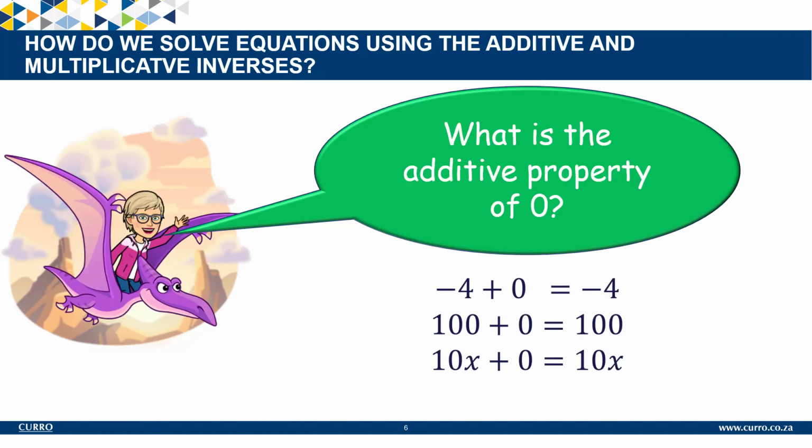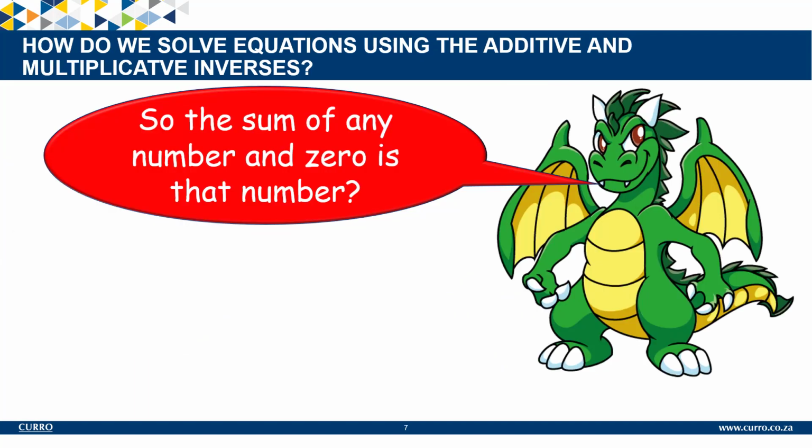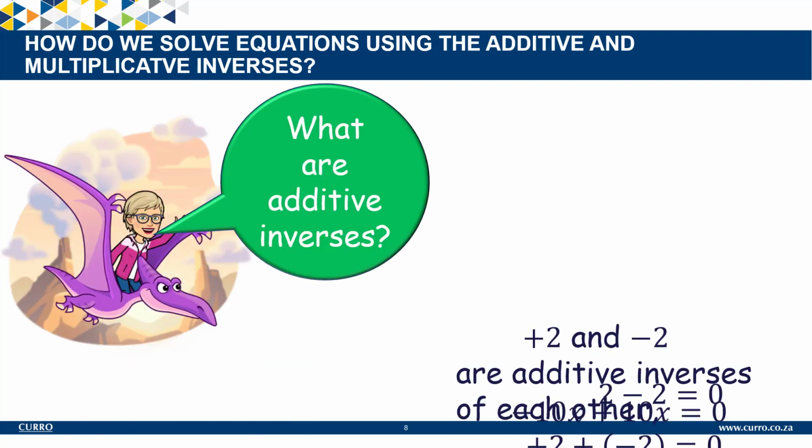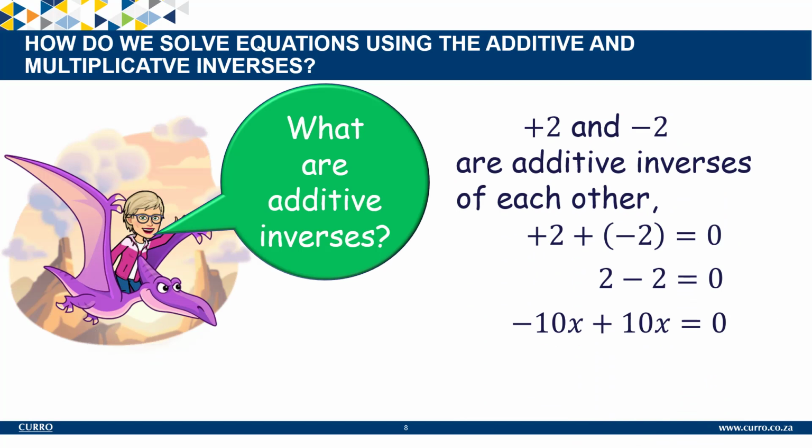Cute. What is the additive property of 0? Negative 4 plus 0 is negative 4. 100 plus 0 is 100. 10x plus 0 is 10x. So the sum of any number and 0 is that number? Yes, Draco plus 0 is Draco. Cute. So how can we use additive inverses?